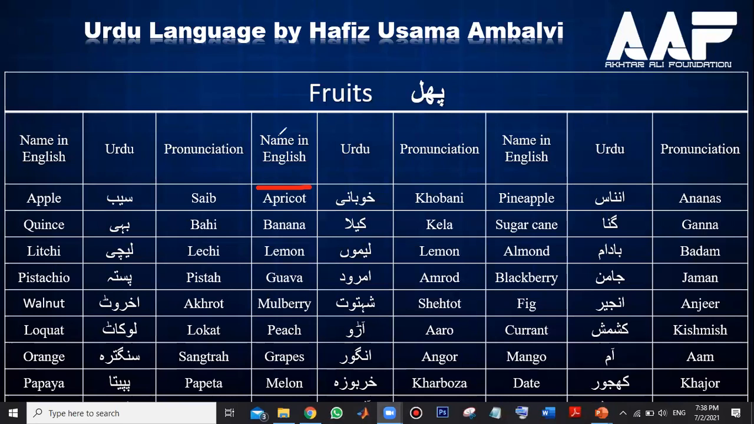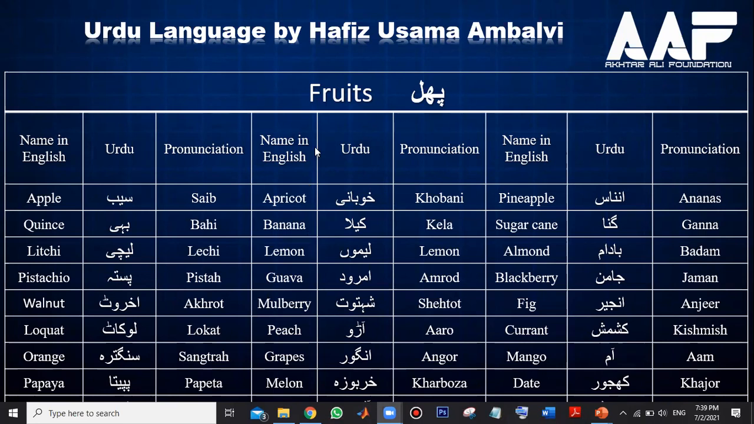Okay. So we have khubani for apricot, pineapple for ananas, and quince bahi.